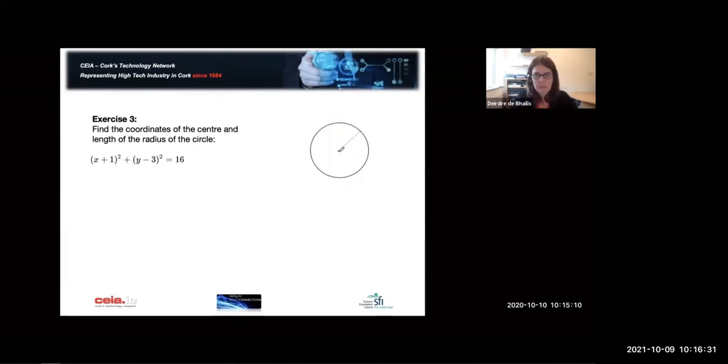So exercise 3, find the coordinates of the center and length of the radius of the circle. So these are very typical, I suppose, part A questions for the Leaving Cert exam. You will either be given some information about the circle and asked to calculate its equation, or you'll be given the equation and asked to find the center or the radius of the circle. So taking a look at the equation here, what we need to do is go to our mathematical tables again, and we need to match it up to the general equation.